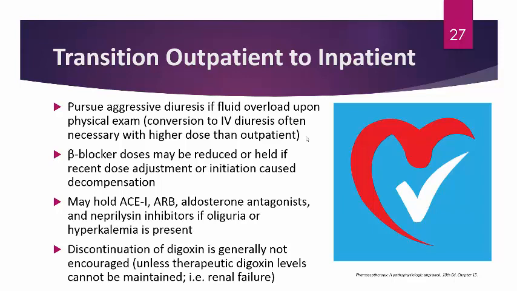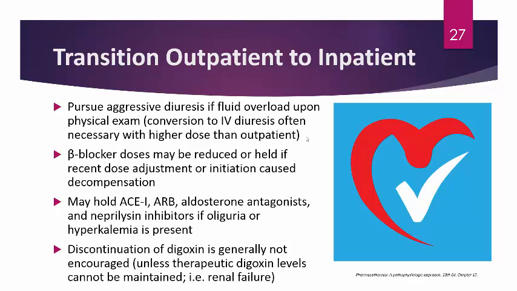In terms of beta blockers, doses may be reduced or held if there was a recent dose adjustment, or if the initiation caused a decompensation. So say if your patient started a beta blocker recently, for example, or if you had a recent dose adjustment up, and your patient decompensated, you might actually want to reduce or hold further beta blocker doses until the acute decompensation is over.